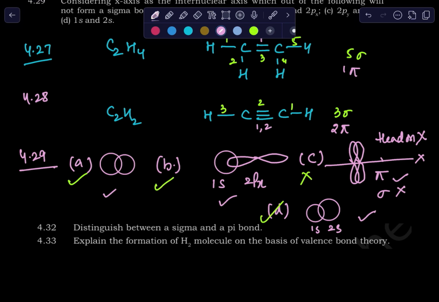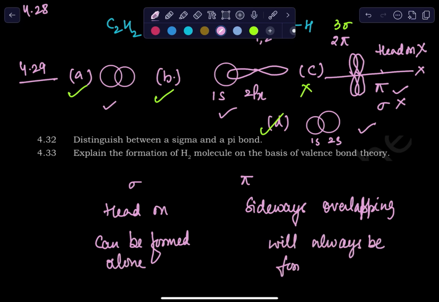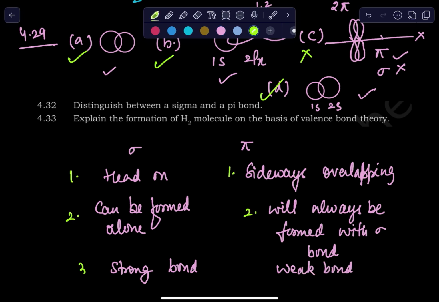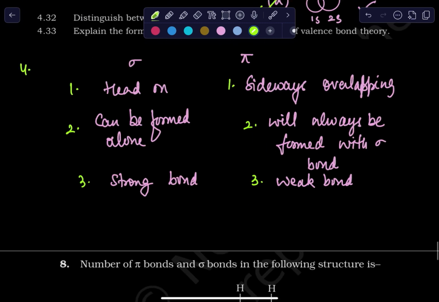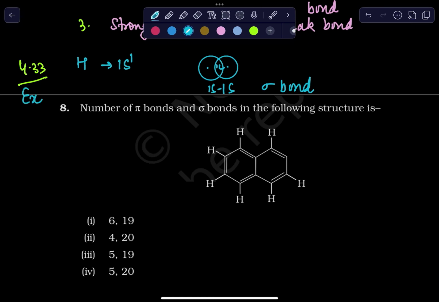Next is question 4.32, where they are saying distinguish between a sigma and a pi bond. So a sigma bond, we have seen, can be formed alone. It will be formed only when there is head-on overlapping, whereas in the case of a pi bond, sideways overlapping will be there. A sigma bond is a stronger bond, a pi bond is a comparatively weaker bond. A sigma bond can be formed alone, whereas a pi bond will never be formed alone. Right, the next question is to explain the formation of the hydrogen molecule. We have already seen it above.